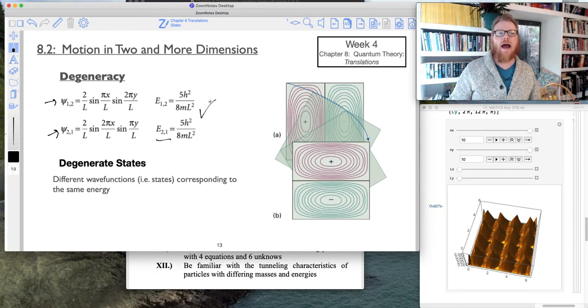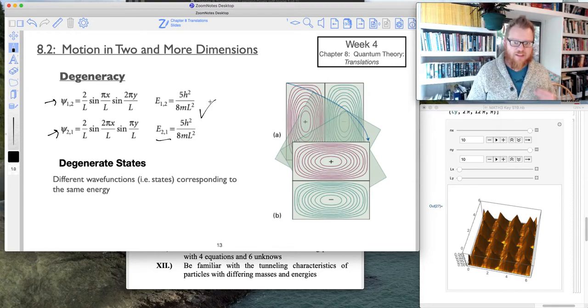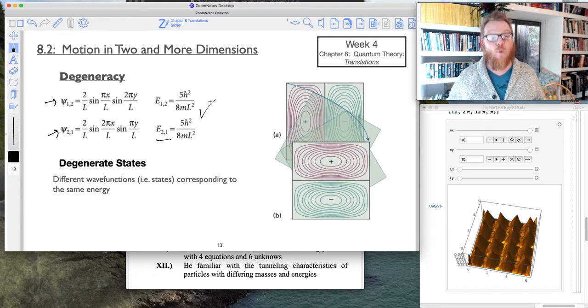So this is going to establish this notion that we call degeneracy. And this is going to come back later on when we're establishing even more physical reality, such as the atomic orbitals. As it turns out, degeneracy is really important in discussing the atomic orbitals.